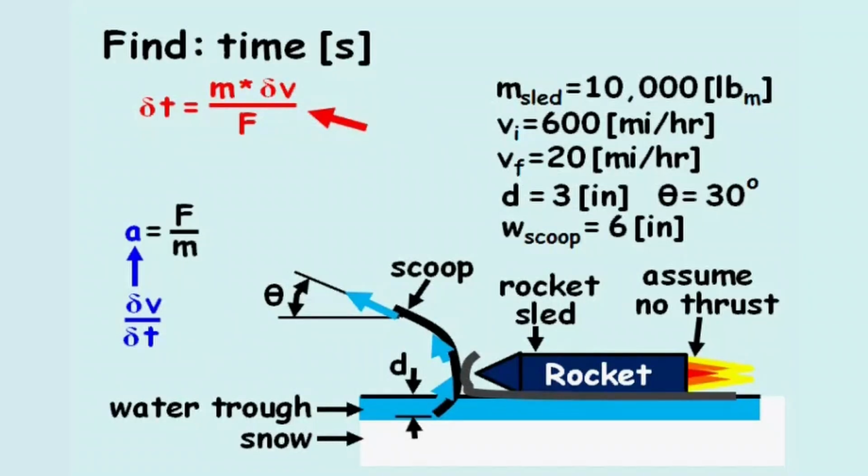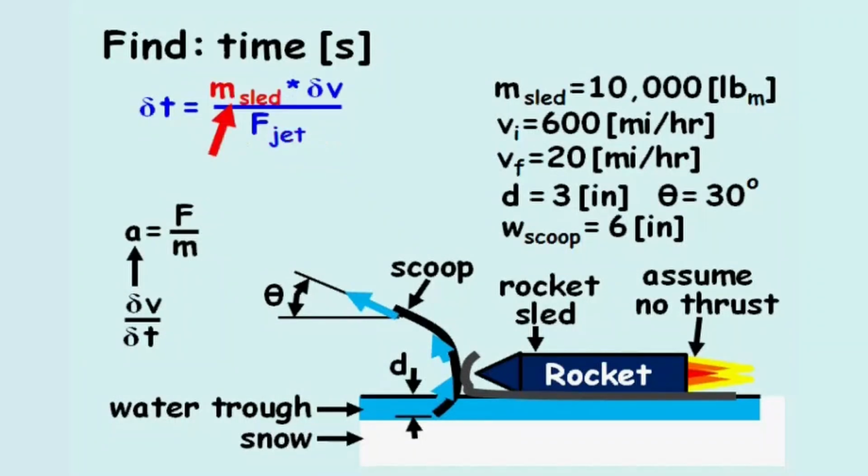In this equation, the force refers to the hydraulic force which causes the sled to slow down. We'll call this force F jet. The mass, m, refers to the mass of the sled, m sled.